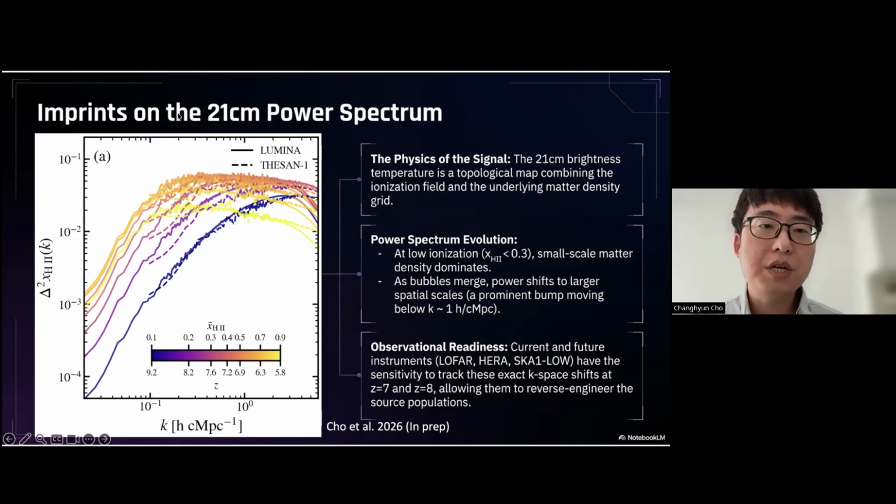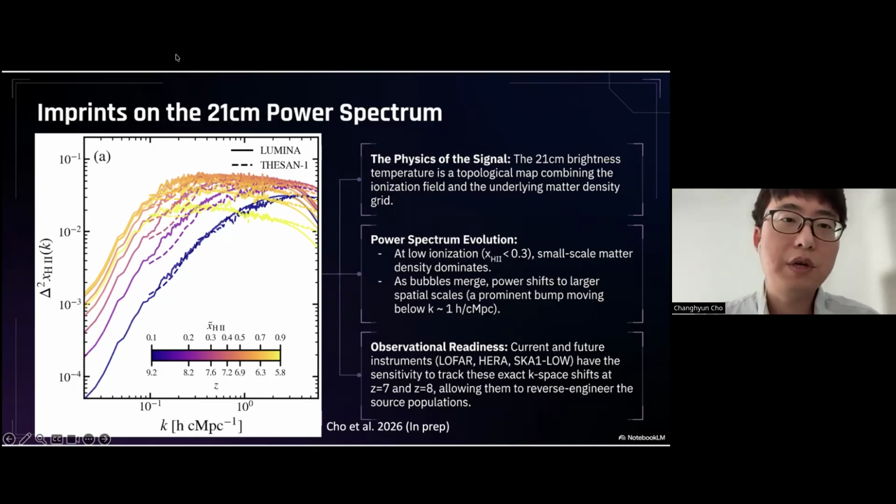But for the observations right now, HERA and other 21 centimeter experiments, their upper limits are way above. So in the next few decades, we will see this 21 centimeter signal in the future. So one thing simulation can do is predict the observation as well.